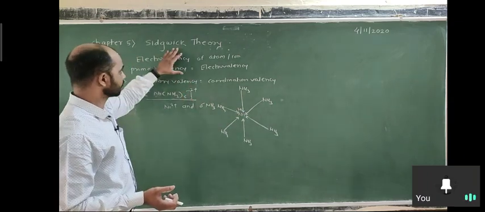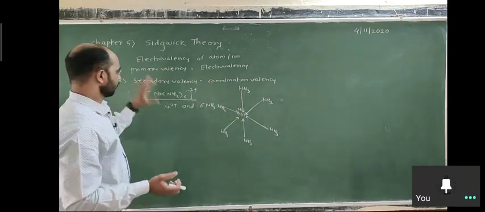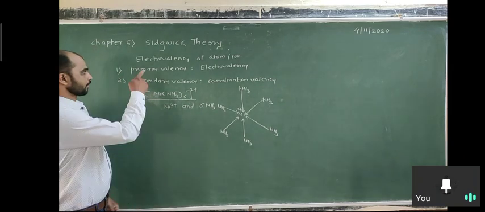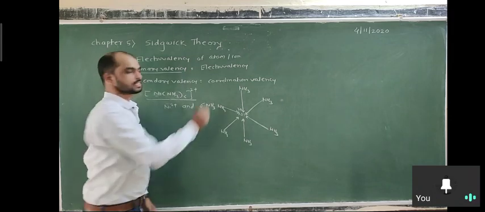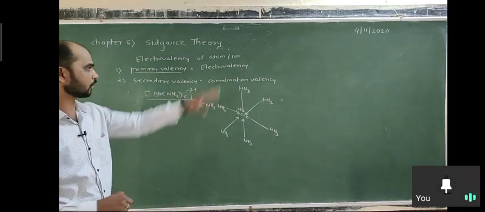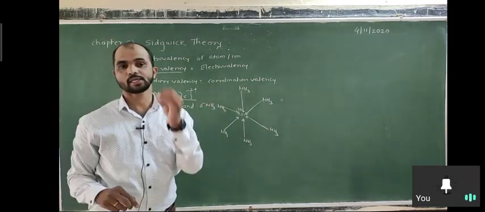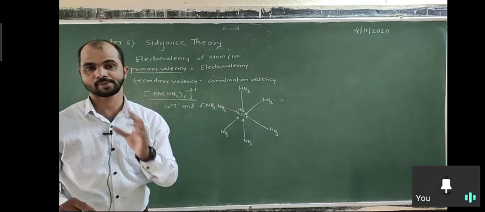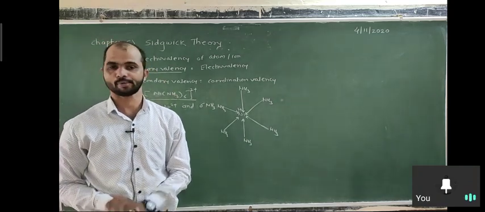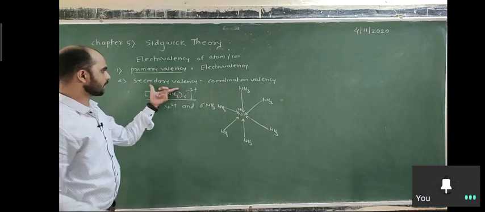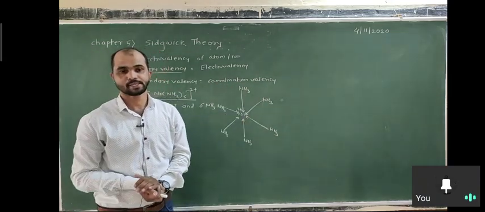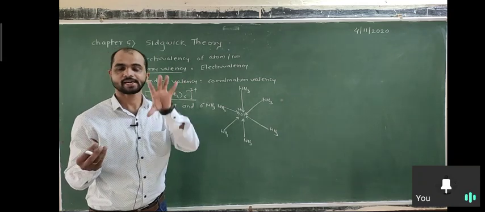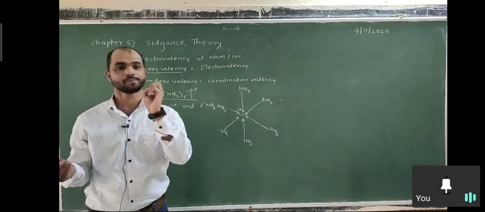So according to Sidgwick theory, there are two important points. According to Sidgwick theory, the primary valency of Werner's theory is considered as electrovalency. Electrovalency means how many electrons are lost by the central metal atom or ion during the formation of the complex. Secondary valency is considered as coordination valency. Coordination valency means the number of ligands directly attached to the central metal atom or ion.